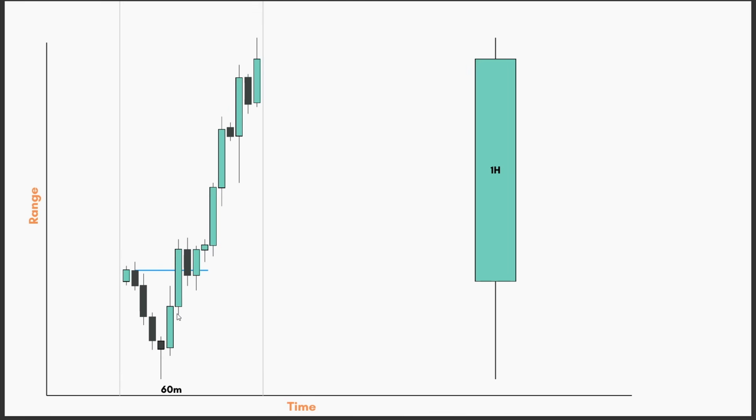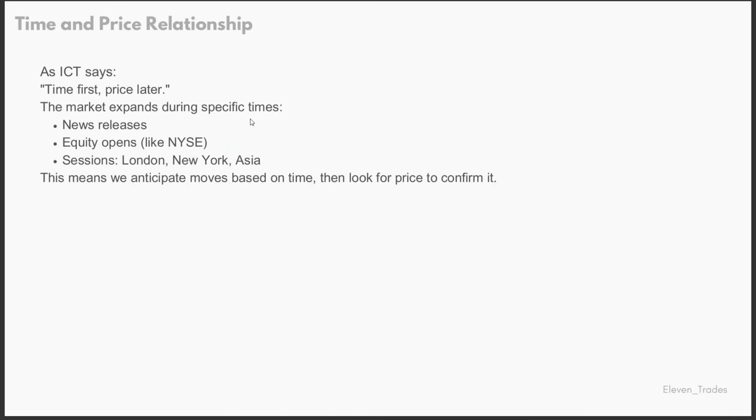So the candle consumed time to create that wick, and now it has time left to expand and print that body. So how do we know that the candle will expand? It has to make that opposing run in the early minutes of the candle, and it has to create a small wick. Then there will be time left for expansion or printing its body. Now, time and price relationship: you have heard ICT always say time first and price later. The market expands within specific times, like the kill zones, news releases, and equity opens, like the New York Stock Exchange open at 9:30.